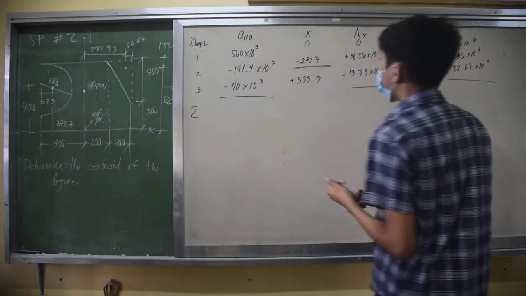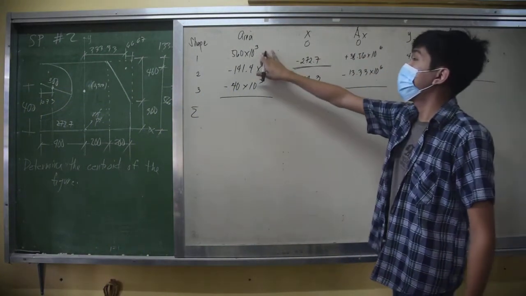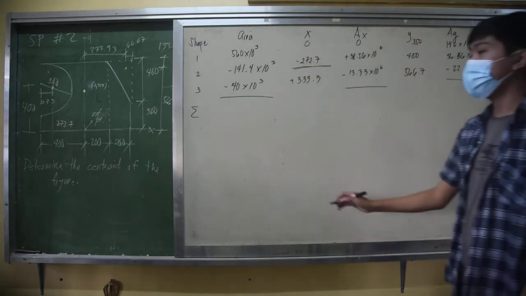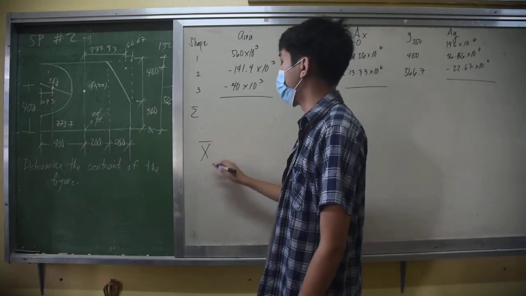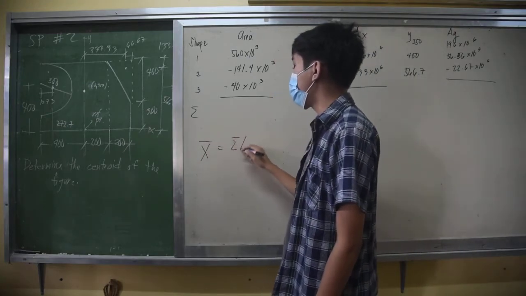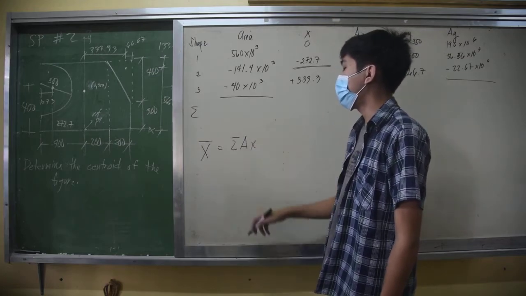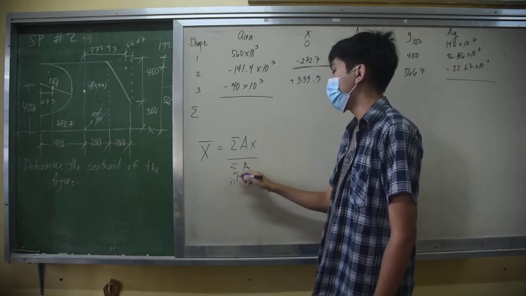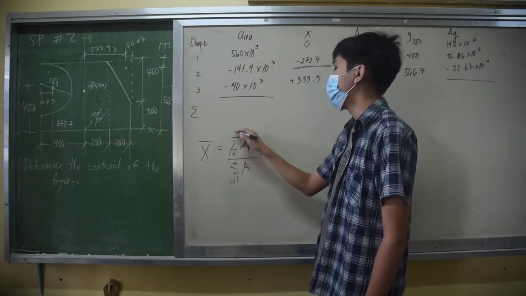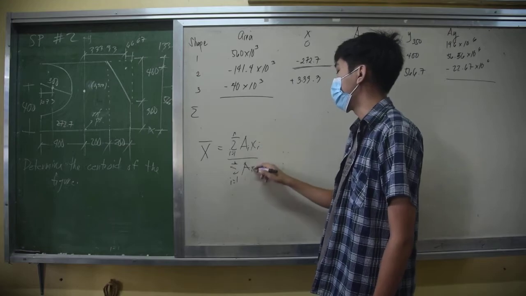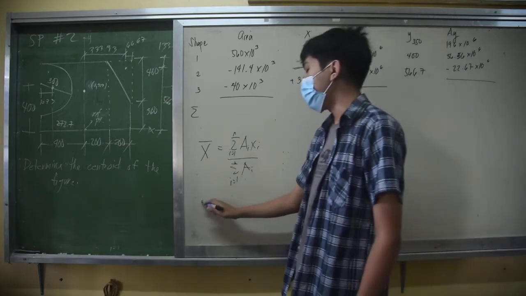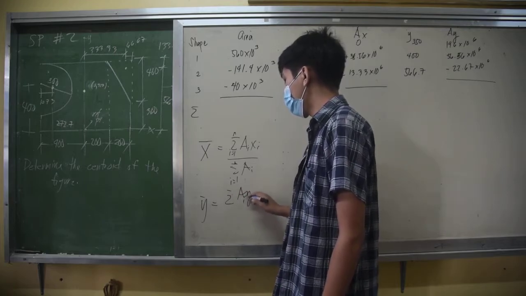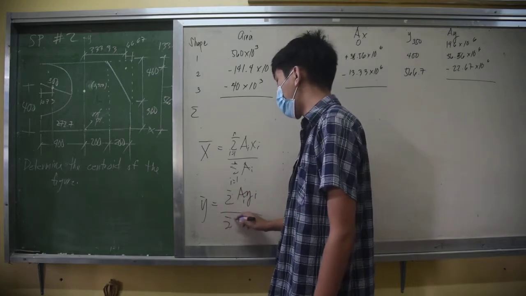The next is, pag imumultiply natin yung area sa x and also yung area sa y. Kasi para makuha natin yung centroid ng isang figure, that is equal to your summation of area times x divided by summation of area, from i equals 1 to n. Also, your y. Nasa last video itong mga formula na to.